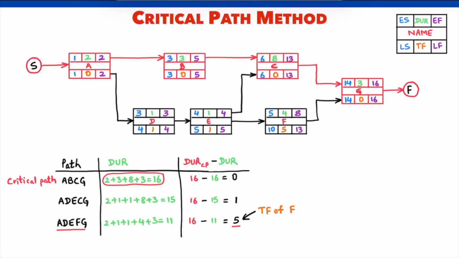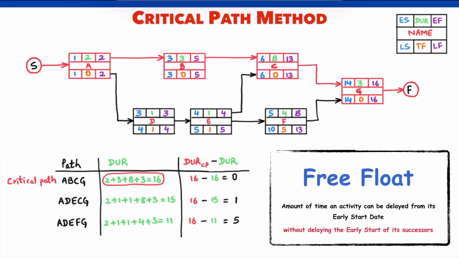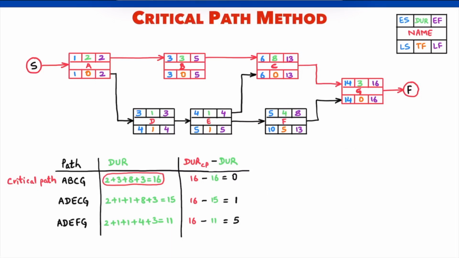Finally, let me introduce another important concept, free float. Free float is the time by which the early start of an activity can be delayed without delaying the early start of the successor activities. To understand better, we will consider activity F. Activity F has only one successor, activity G. How much can we delay the early start of F without delaying the early start of G? 5 days is the answer.